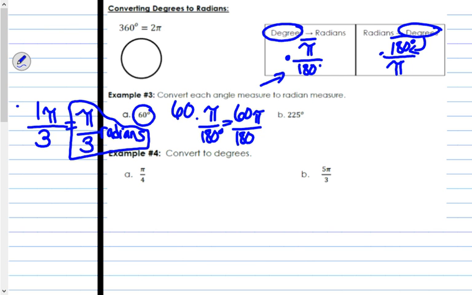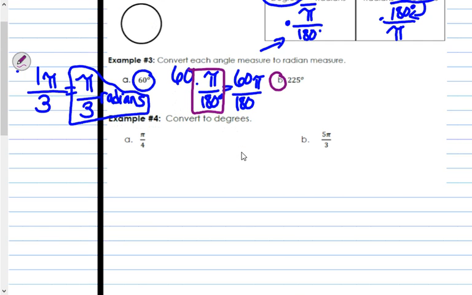And we will do example B in class together. So don't worry about that one, but it's the same thing. You're going to multiply by pi over 180. So now we're going to do the opposite. We're going to convert to degrees.